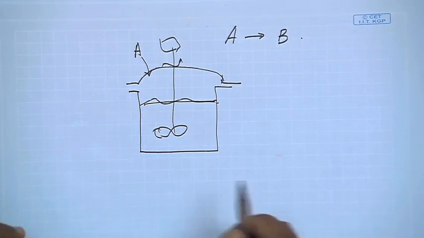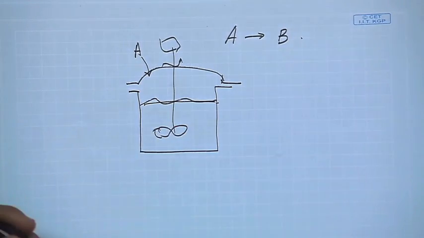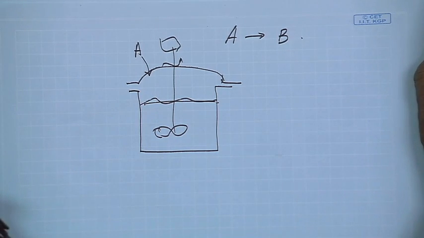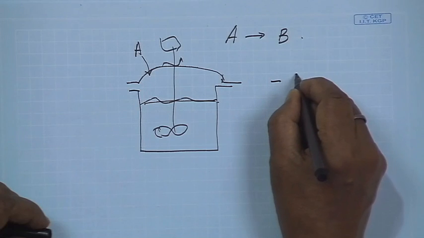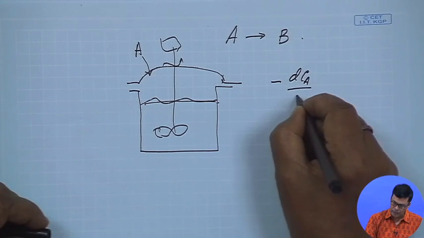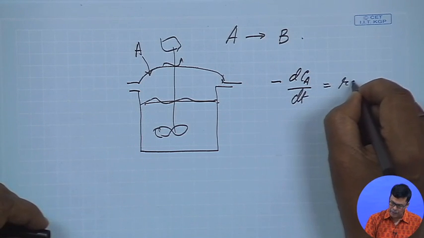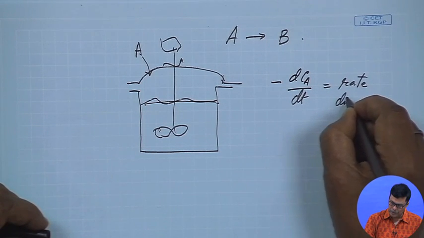Now, if you look at this equation, rate of input equals rate of output plus rate of disappearance plus rate of accumulation. Here, rate of input is 0 because we are putting in the substrate at a time. You are not taking any output from the system, so rate of output will be 0. What is the rate of disappearance? We have seen that when A is converted to P, the rate of disappearance can be written as minus dCA by dt.